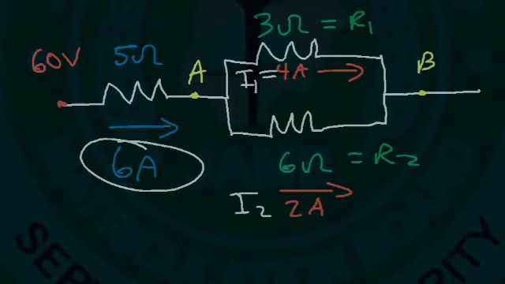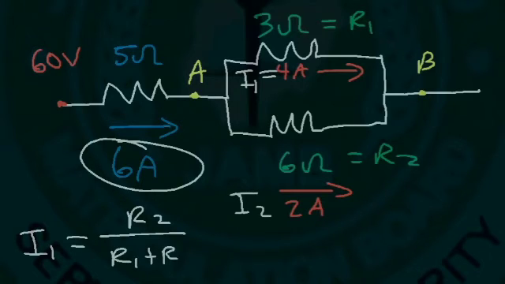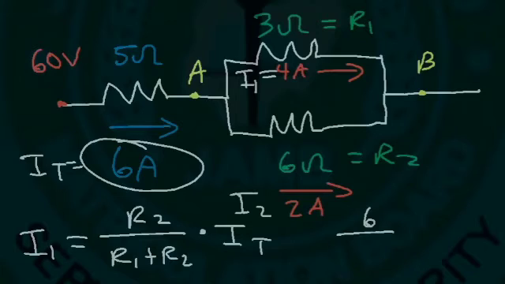So let's start with I1. To find I1, it's going to be the other resistor, R2, divided by the total resistance times the total current that enters the branch, which is IT. IT is 6. So if you plug it in, R2 is 6. The total of R1 and R2 is 3 plus 6, which is 9, times the current that enters the branch, which is 6. 6 times 6 is 36. 36 divided by 9 will give us the 4 amp current, which is I1.